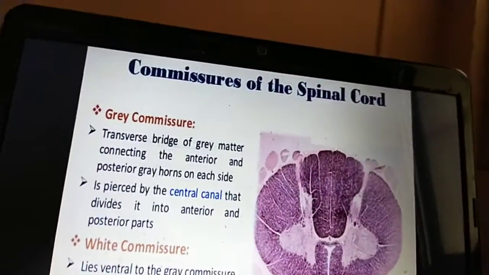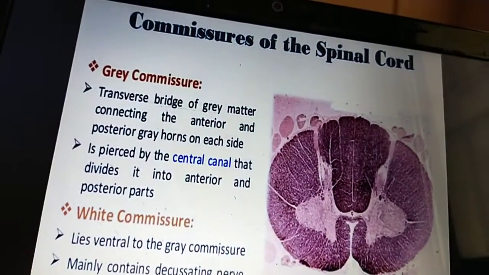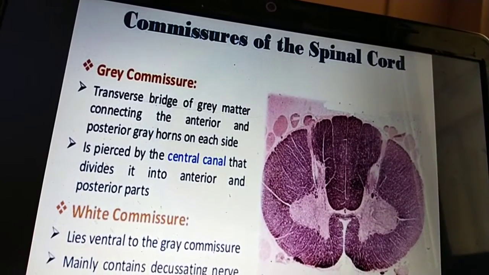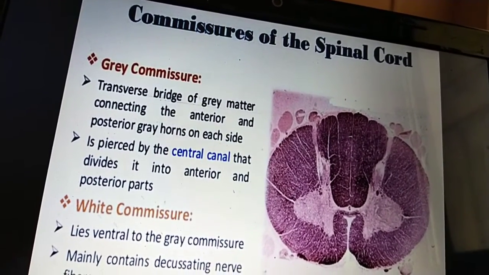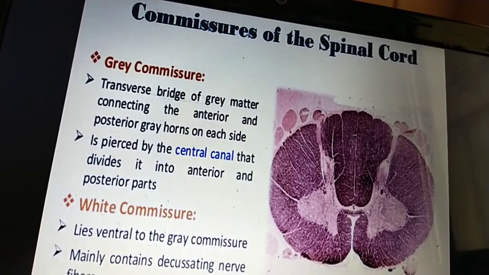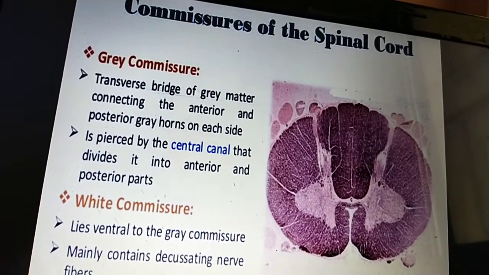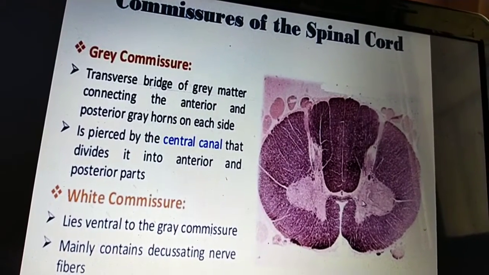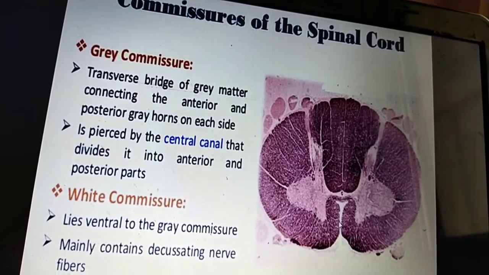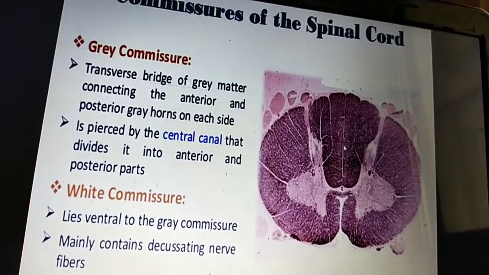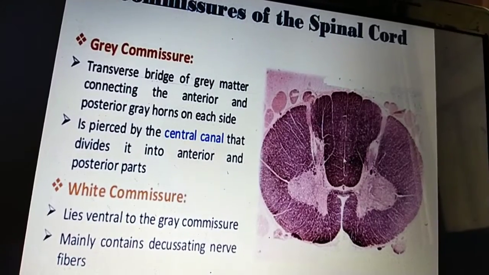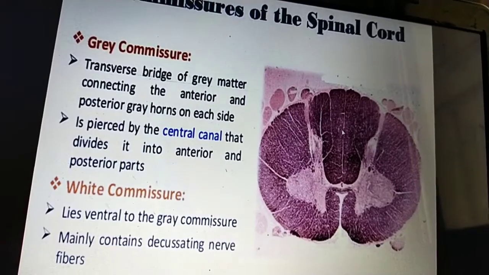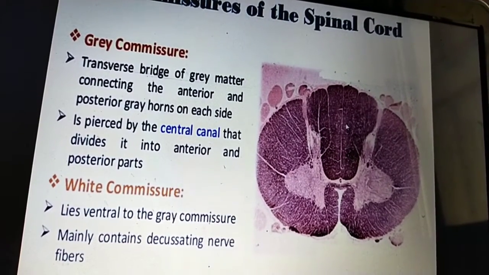Okay, then commissures of the spinal cord. There are two types of commissures: one is the white commissure, another one is the gray commissure. The gray commissure is present on the inside, and the white commissure is present on the outside. First we can go for the gray commissure. It is the transverse bridge of gray matter connecting the anterior and posterior horns of each side. It is pierced by the central canal, which divides it into anterior and posterior parts.